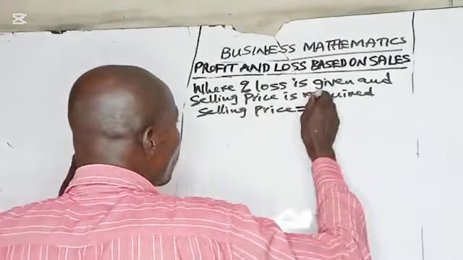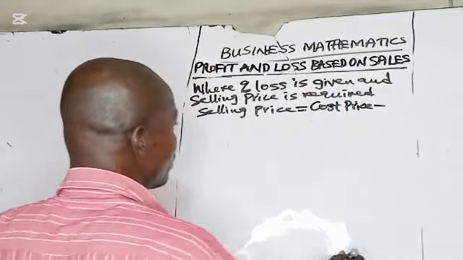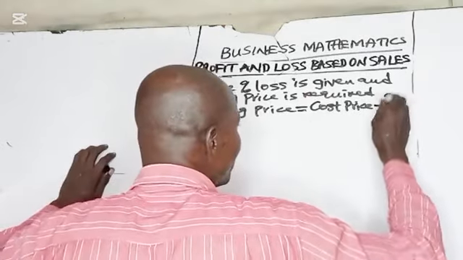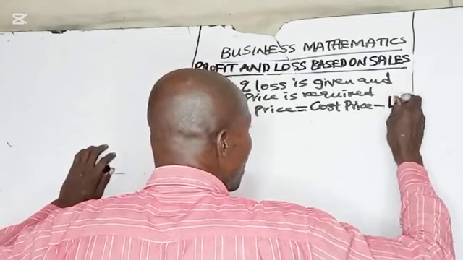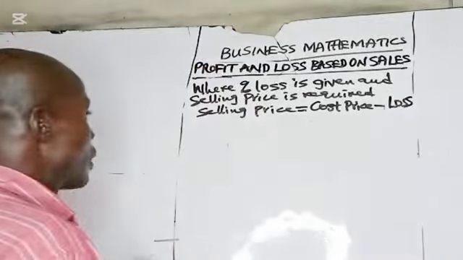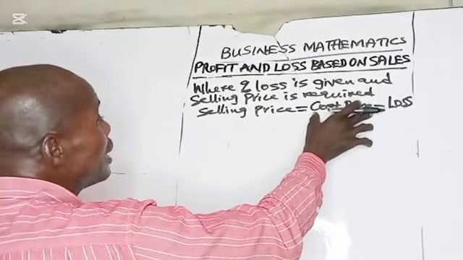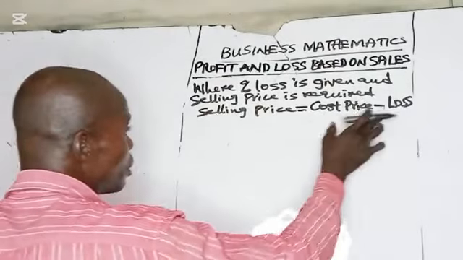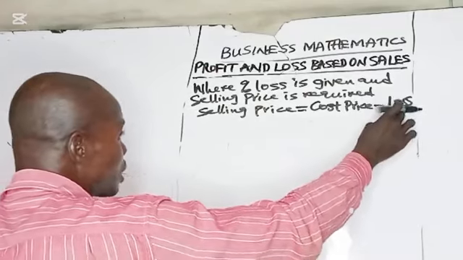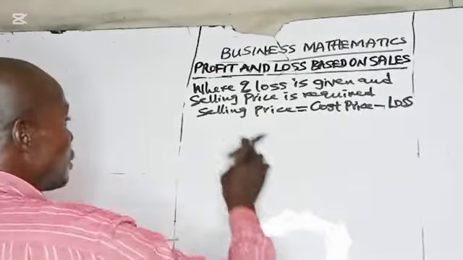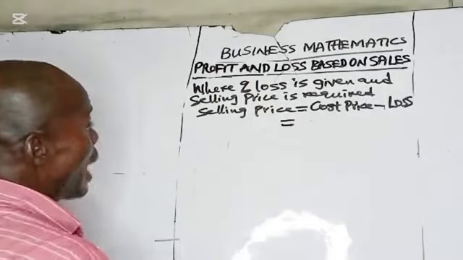So selling price equals cost price minus loss. It is a loss if the cost price is greater than the selling price. So for you to equate the left hand to the right hand, we have to subtract the loss from cost price in order to get the selling price. And remember, selling price is what is required.